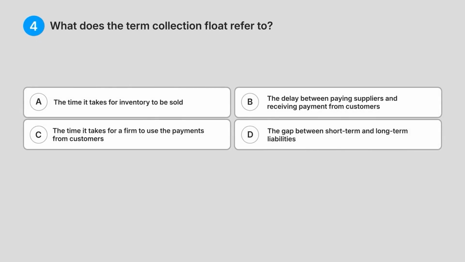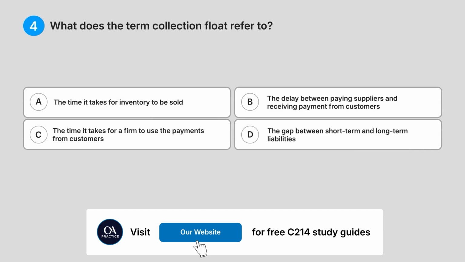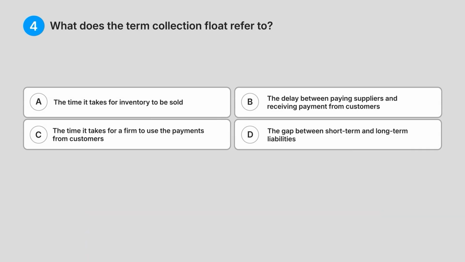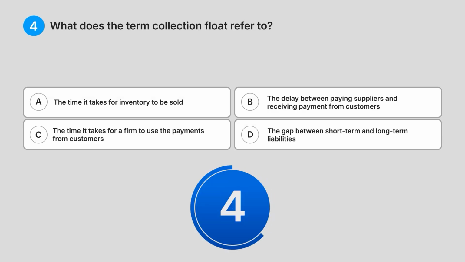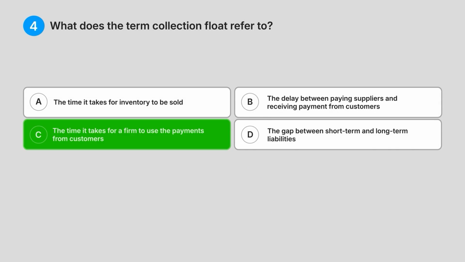4. What does the term collection float refer to? A. The time it takes for inventory to be sold. B. The delay between paying suppliers and receiving payment from customers. C. The time it takes for a firm to use the payments from customers. D. The gap between short-term and long-term liabilities. Do you know the answer? Correct answer, C. The time it takes for a firm to use the payments from customers.